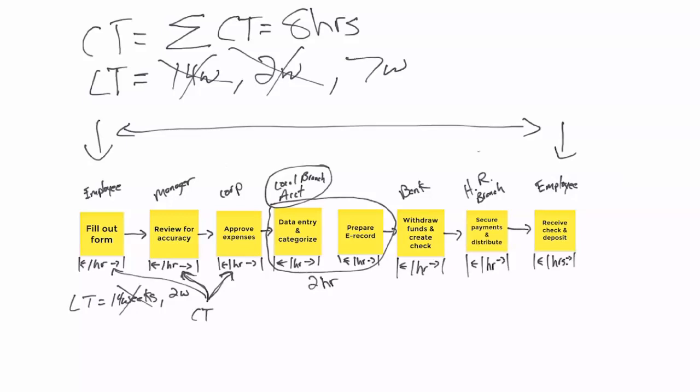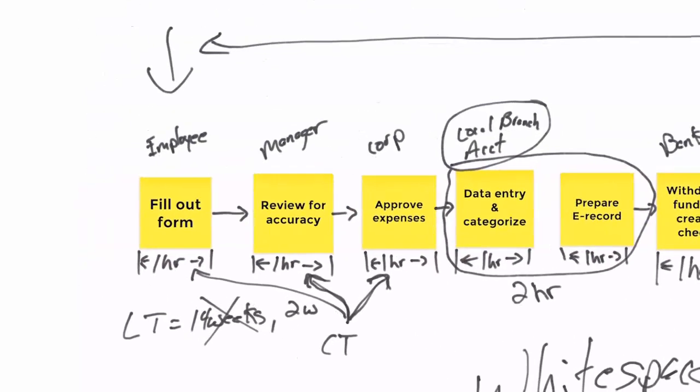7 weeks equated to very frustrated customers. But where did it come from? Because when we add up all the cycle times, that's only 8 hours. And the answer is it was buried in the white space. I'm going to zoom in to explain the white space.